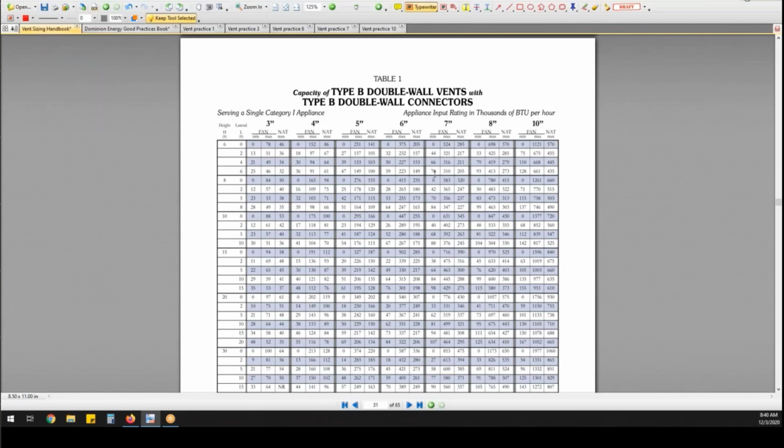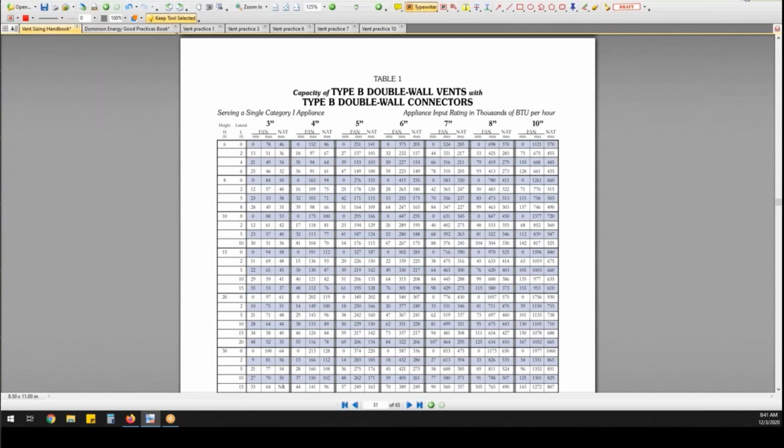The first thing that you need to know is that there are several different tables. So right now I'm in the vent sizing handbook. And here's table 1. And table 1 is type B double wall vents. So this is my main flue going through the roof, and I'm using type B double wall connectors. So basically the whole flue is type B or double wall pipe. When they say type B, they're talking about double wall pipe. And this is serving a single category 1 appliance.